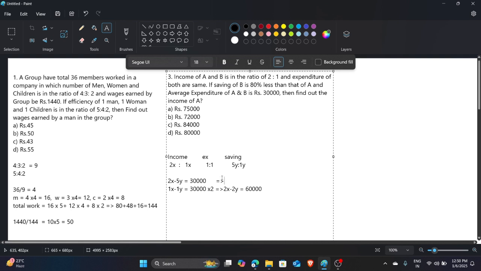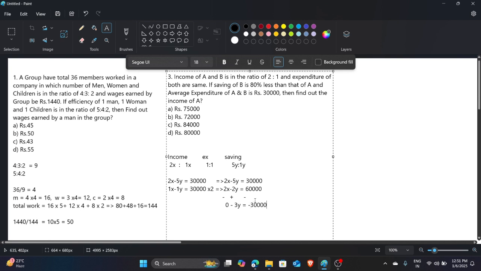The new equation is 2x minus 5y equal to 30,000. When you subtract them, it means changing of the sign, so this is negative and this is positive, and similarly this is also negative. It means you get 0 here, and the minus sign here, and 3y you get. Similarly here you get the minus sign, and this you get.